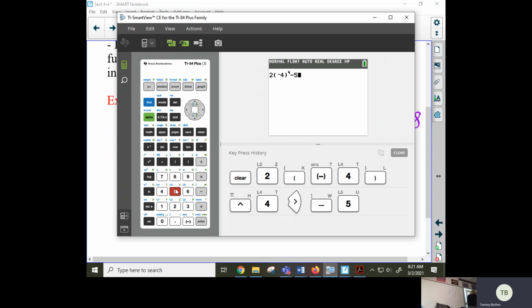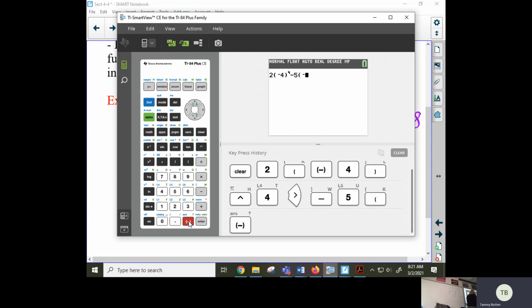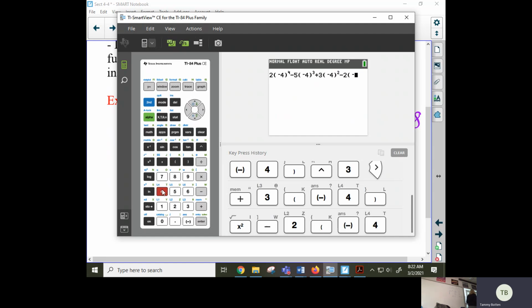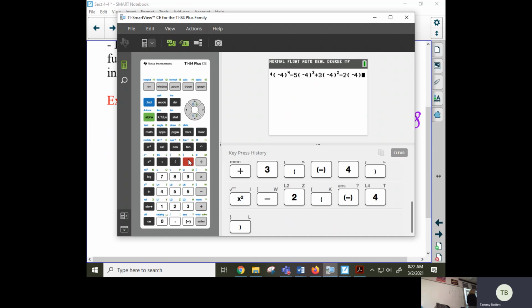Minus 5 parentheses, -4 parentheses, up arrow 3. Hit that right arrow again. And then plus 3 parentheses, -4 parentheses, x squared, and then minus 2 parentheses, -4 parentheses. And then at the end, it's plus 8. So as long as you punch that all in, did you guys get 896? Okay, that's all you would have to do for these.